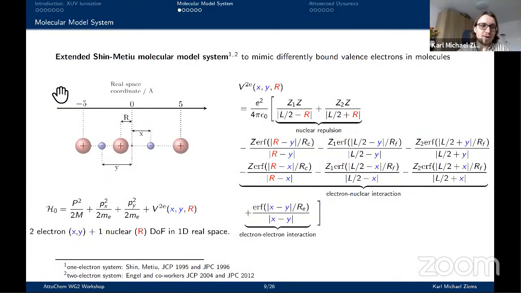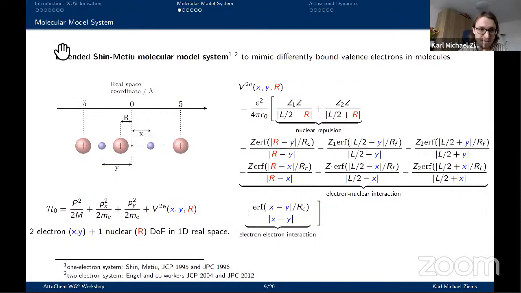Okay, so the molecular model system we are using is the extended geometric molecular model system. We actually heard of it very briefly yesterday as well, and it's shown here in this little picture. And I just want to stress in the beginning, this model system is designed to mimic differently bound valence electrons in arbitrary molecules. It's not meant to mimic a specific molecule. It's just in general to try to get generally applicable insight into ionization processes in molecules.